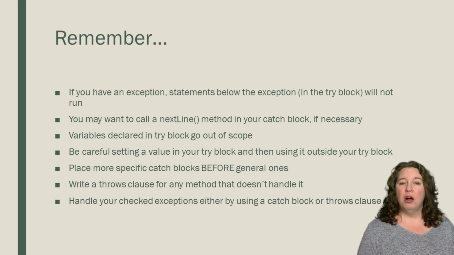Sometimes you may want to call the next line method in your catch block. So just be aware that adding an extra line inside of your catch block might make it clearer to the user so that your code isn't all bunched together. Variables declared in the try block go out of scope when you leave the try block. Now this is kind of a good programming convention, and you want to be careful. You can have multiple try catch blocks. You can have them in multiple places.